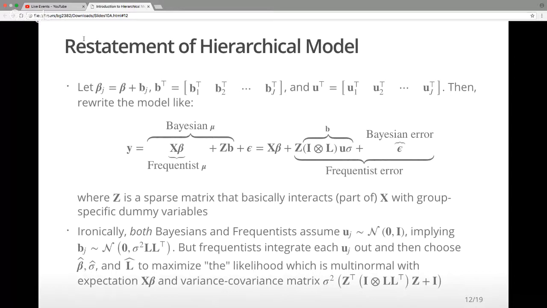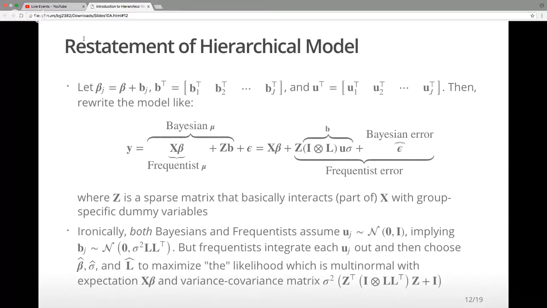Yeah, so Z is a matrix that has interactions between predictors X and the group-level dummy variables. So if you have income and then you have what state you live in, there's going to be a column of Z for income multiplied by the dummy variable, do you live in New York? So it'll be income for everyone who lives in New York, and it's 0 in that column for everyone who isn't in New York.